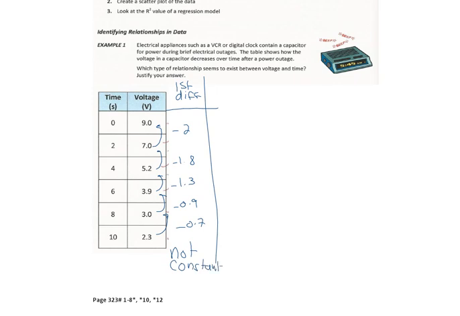So I have to move to my second difference, right? Remember that with a second difference, you have to use your first difference. So you have to go negative 1.8 minus negative 2, right? So that gives me positive 0.2. Then you have to do this minus this. You get 0.5, 0.4, and 0.2. What do you guys notice? Not constant, so it's not quadratic.